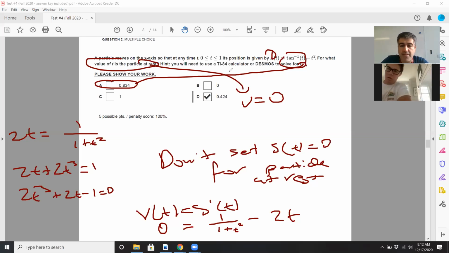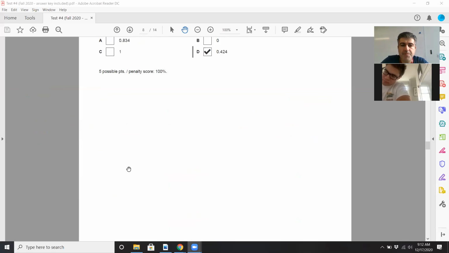Anyway, when you solve this correctly, you get D. I trust you guys to use Desmos and find the x-intercept, so I don't need to do that. We'll keep moving.